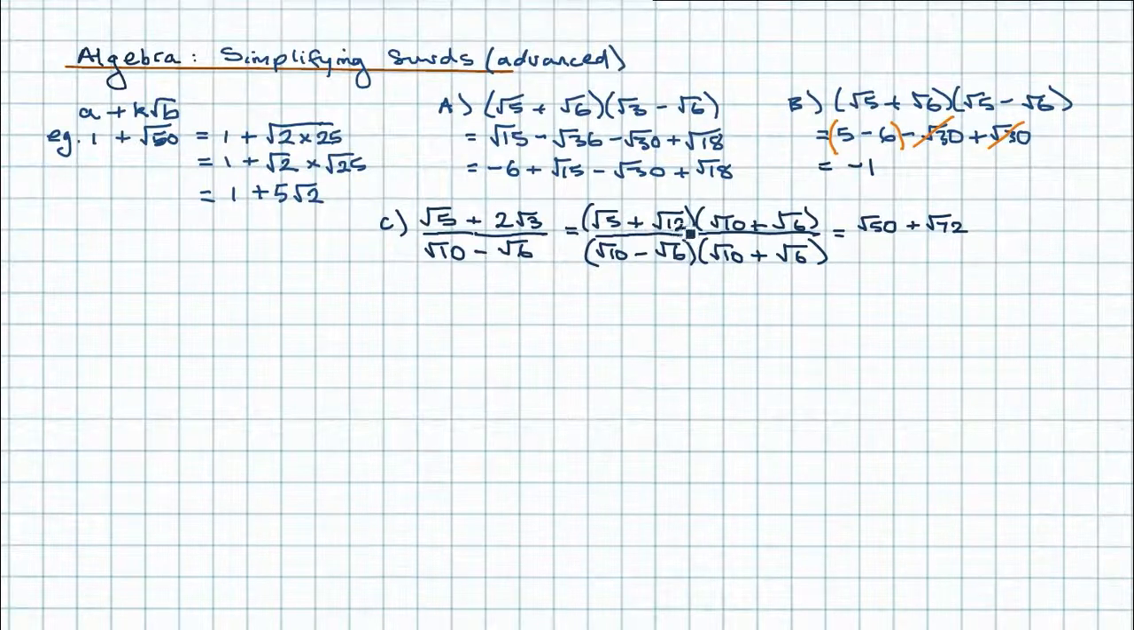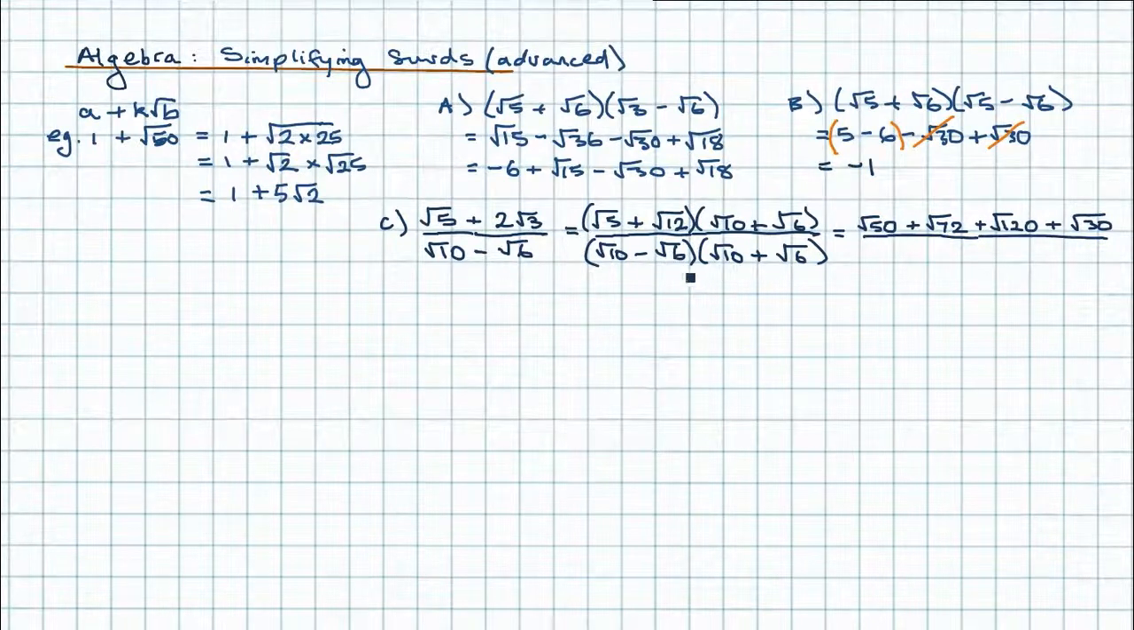And now our inner and outer. Well, our inner is going to be root 120, and our outer is going to be root 30, so plus root 30. Okay, so that's our numerator done. I just draw my fraction bar here.